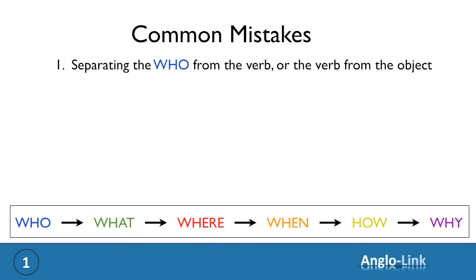Let's look at another example. Sam ate slowly his meal. This time, an element, how, has separated the verb from its object. Look at them in colors. Sam ate slowly his meal.